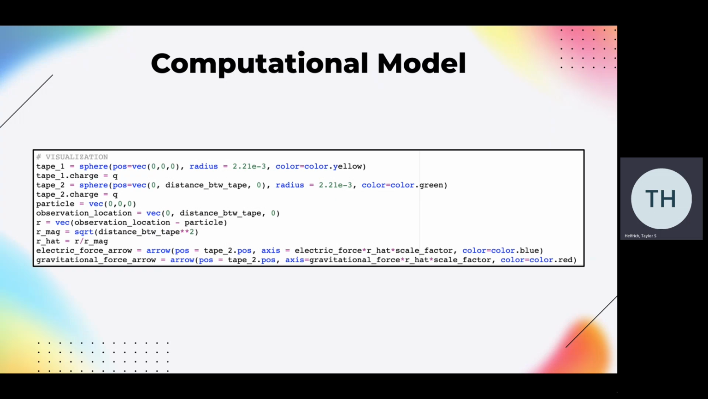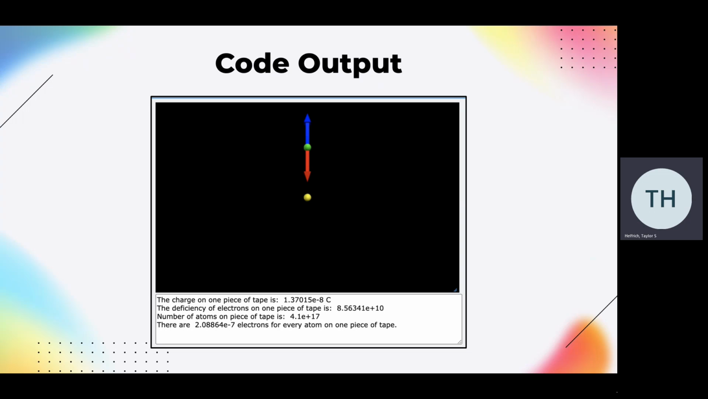And lastly, in order to visualize this experiment, we created some visualizations where we had tape 1 and 2 as point charges and also created arrows for the electric force and gravitational force directions and magnitudes. And now you can see that in the code output as well as the printed statements below.